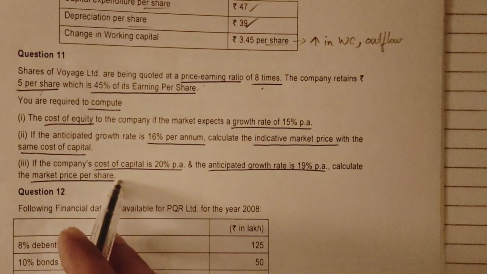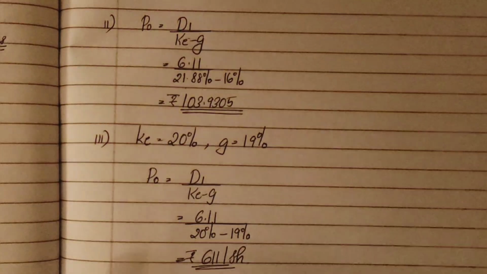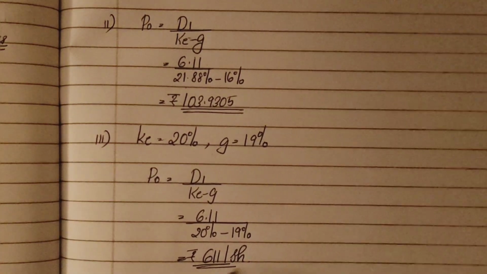Then third part, if company's cost of capital is 20%, anticipated growth rate is 19%, market price per share compute. KE 20%, G is 19%. So market price is 611 per share.